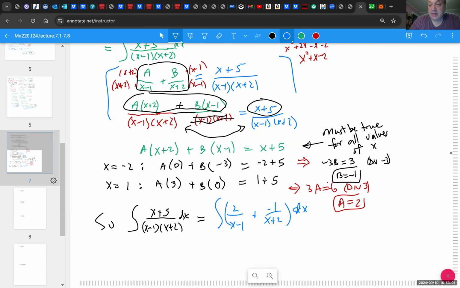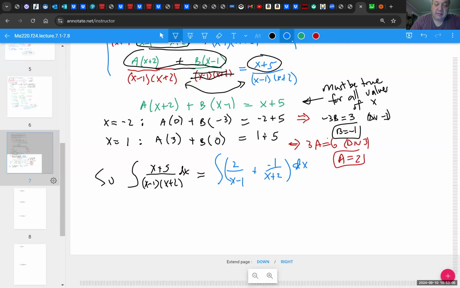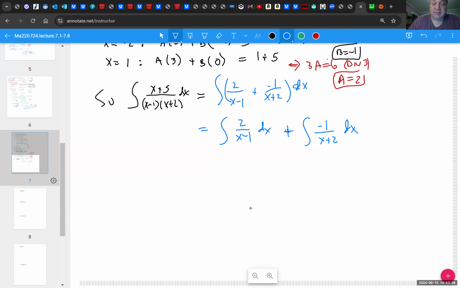So now we have two smaller fractions to deal with. Instead of some big old square thing and an X plus 5 on the top, all we have to do is integrate these two things, and we can do them separately. We can integrate the 2 over X minus 1 dx and add that to -1 over X plus 2 dx. And these are much easier to do. We can do these with simple substitution and be able to get the answer. So let's finish off this problem with substitution.